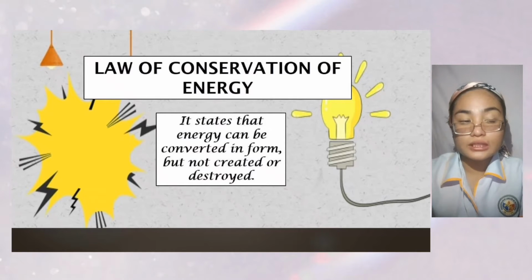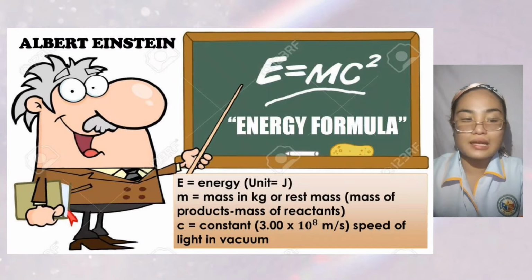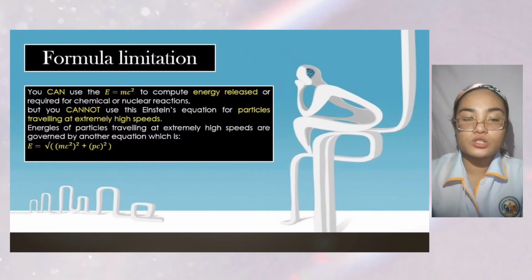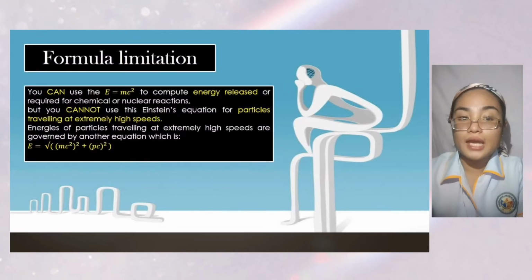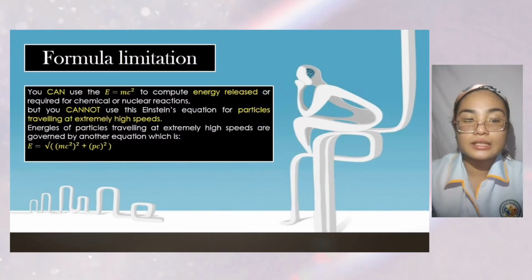And in order to convert it, Albert Einstein discovered an equation, also called the Einstein equation, which is energy equal to mass or rest mass, multiplied by c squared, or the constant. Its purpose is to measure an amount of energy created when the nucleus is created from fusion or fission. His formula has a limitation. You can only use it to compute energy released, but you cannot use this for particles traveling at extremely high speeds. And when it happens, it goes to another equation.